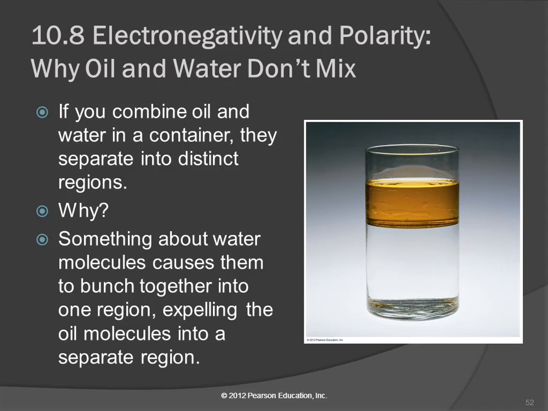Why do oil and water separate the way they do? Here's a picture. Here's the oil and here's the water. You can put this in a container with a lid, shake it up, and mix them together. You set it down, what happens? They separate out again. There's something about the water that causes it to bunch up and exclude the oil. And we're going to look at what that is.